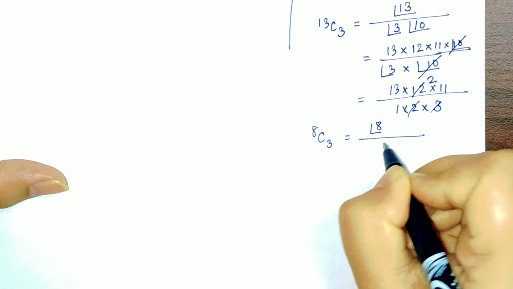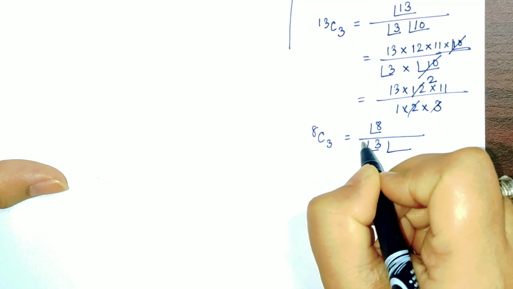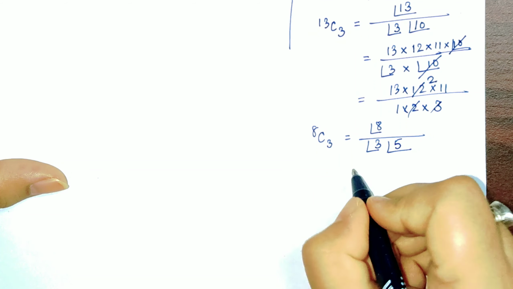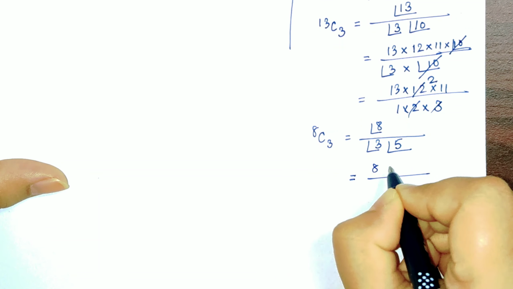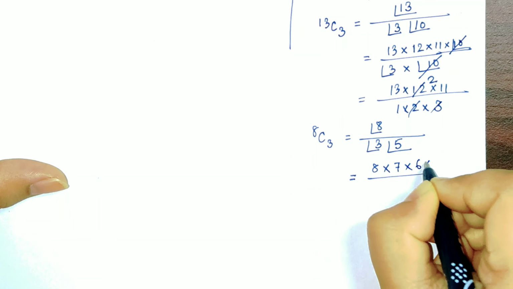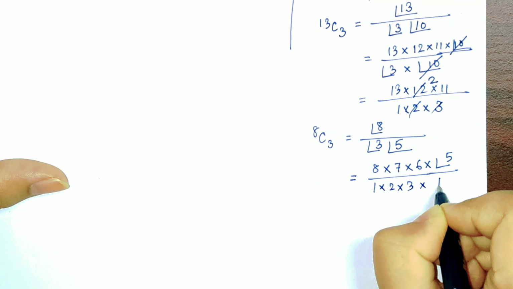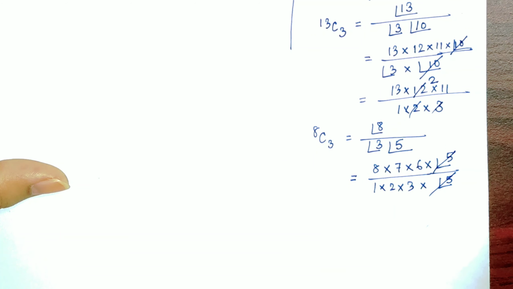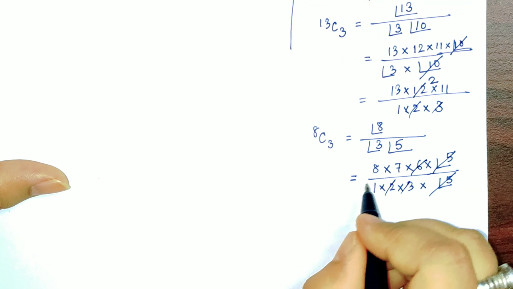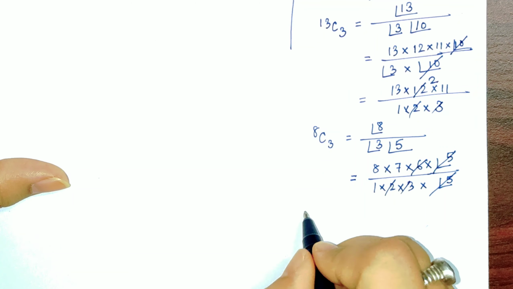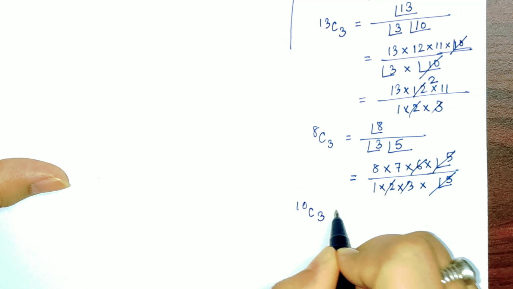8C3 will be 8 factorial divided by 3 factorial into 8 minus 3, 5 factorial. Now 8 into 7 into 6 into 5 factorial, divided by 3 factorial, 1 into 2 into 3 into 5 factorial. 5 factorial cancels out, 2 into 3 is 6, leaving 8 into 7.